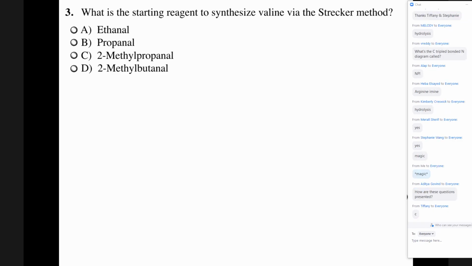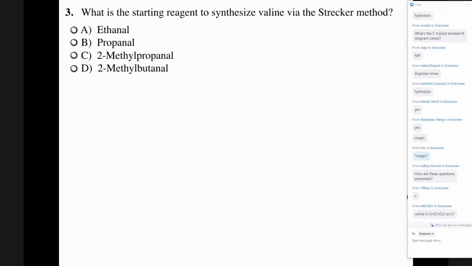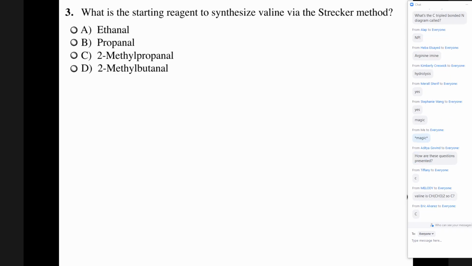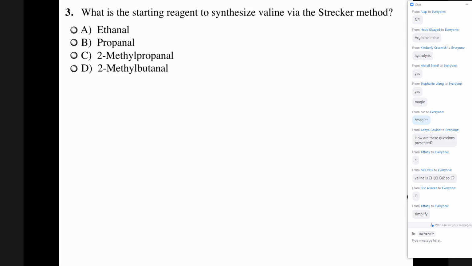Okay. Your job, complicate or simplify? You guys own it. You guys freaking own this. I'm so impressed. Simplify it as much as possible.